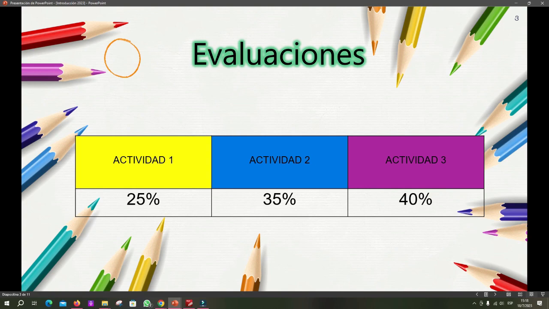Also, we have the activity 2, the 35%. We can do also a quiz, right? Or maybe a reading or listening comprehension, or we can do like a video or a presentation about a topic. That would be maybe your 35%. Also, we have the third activity, the 40%. And we can do an oral test, a presentation, also a quiz, maybe it will be, right? So, here we have the evaluations.